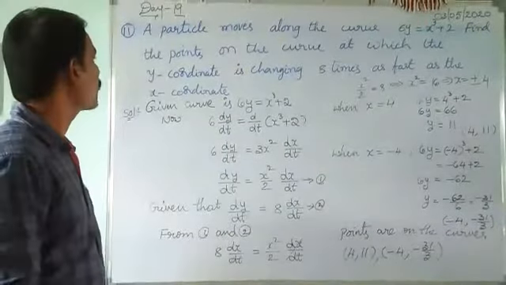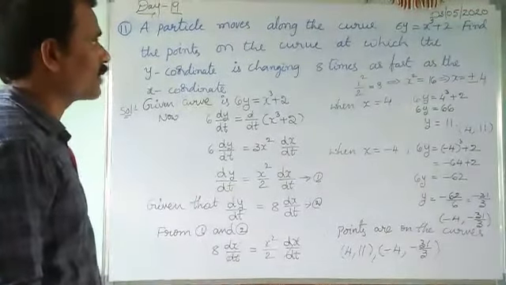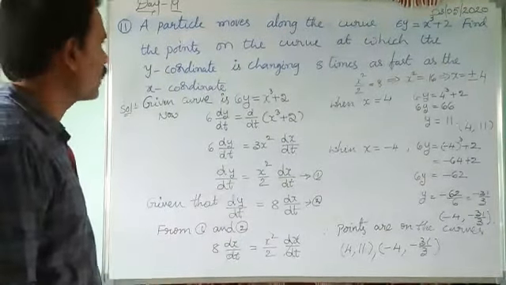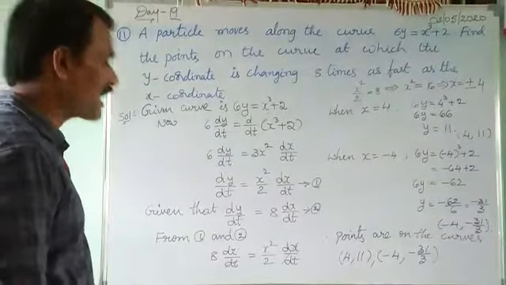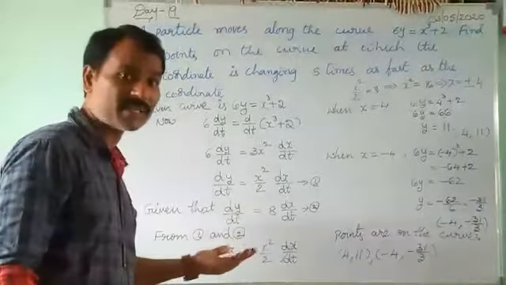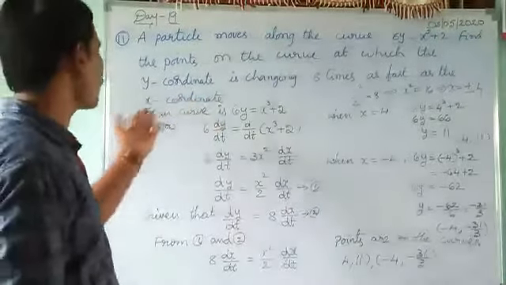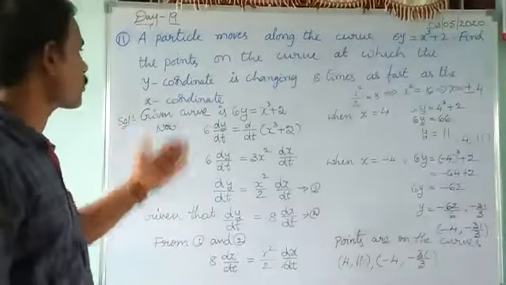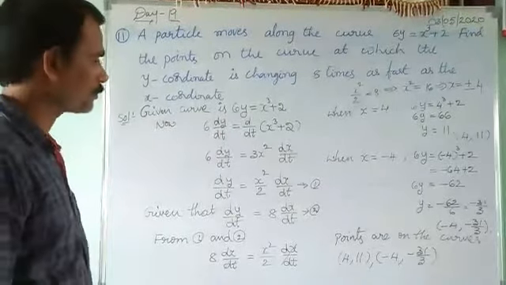11th problem. A particle moves along the curve 6y is equal to x cube plus 2. Find the points on the curve at which the y coordinate is changing 8 times as fast as the x coordinate. Y coordinate is changing means dy by dt is 8 times as fast as the x coordinate changing, which means dx by dt.